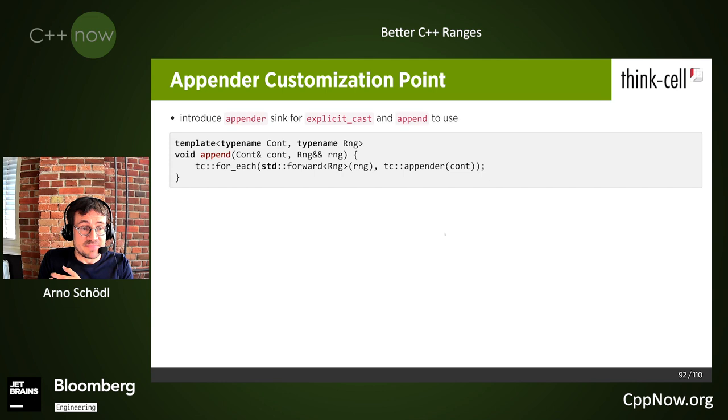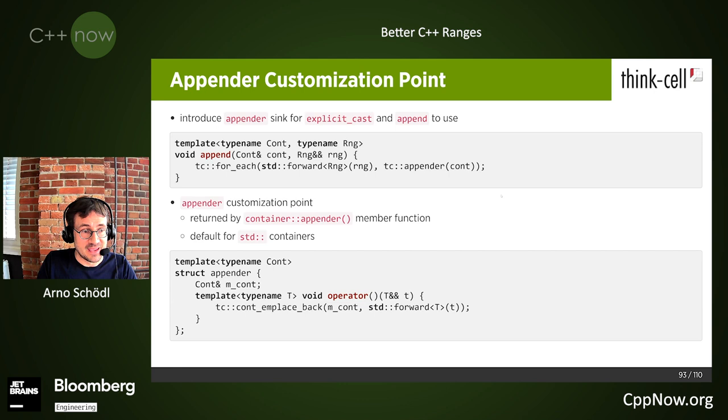Now, the idea is that we use a special sink for a container. Whenever we are appending, that's essentially equivalent to creating an appender for a particular container, a special sink for a particular container, and then passing the elements into them. This is a little bit like generating an output iterator for a container, like an appending iterator. In this case, though, the appender can be a customization point. For certain containers, we can modify what kind of appender we are using. And the default one would look like this. It would just simply do an emplace back. So nothing special here.